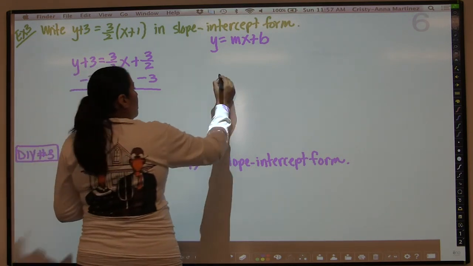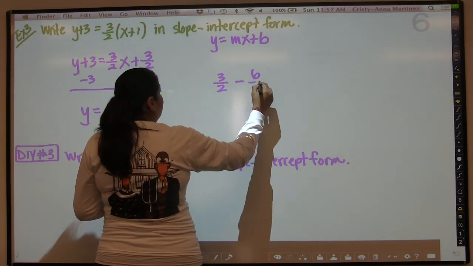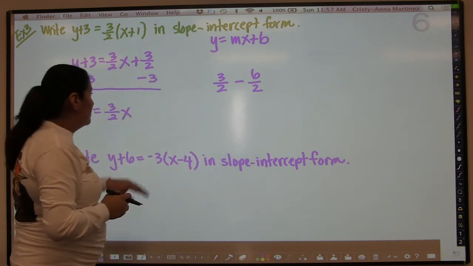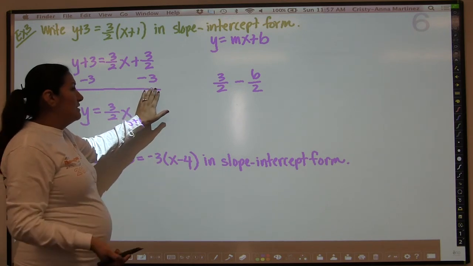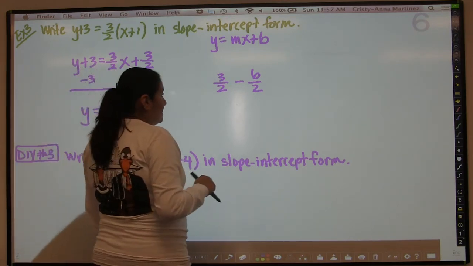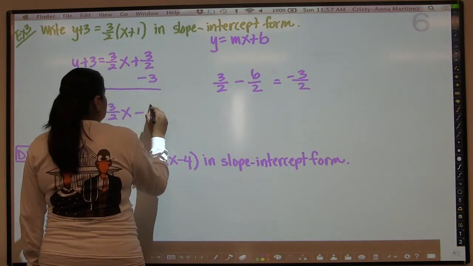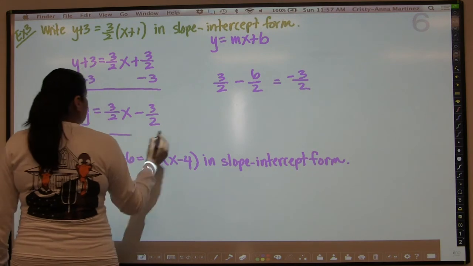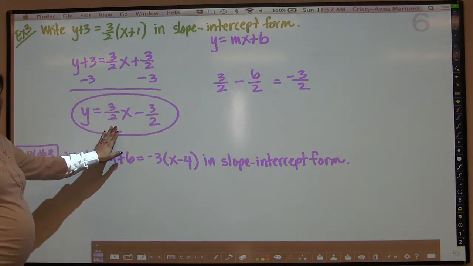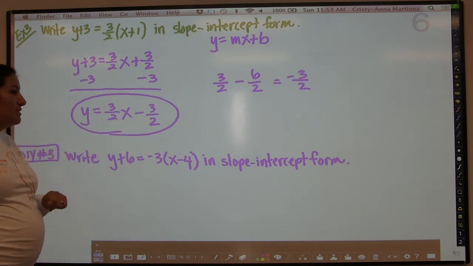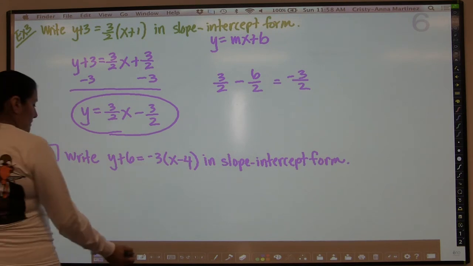So I'm going to go ahead and find myself a common denominator. And I know that 6/2, 6 divided by 2, is the same thing as 3. So instead of saying 3/2 minus 3, I'm going to say 3/2 minus 6/2. And then 3 minus 6 is negative 3, so minus 3/2. And this is my equation in slope-intercept form. My slope would be 3/2 and my y-intercept would be negative 3/2. So now you can do it yourself, number 3, and then we'll go on to our last example.